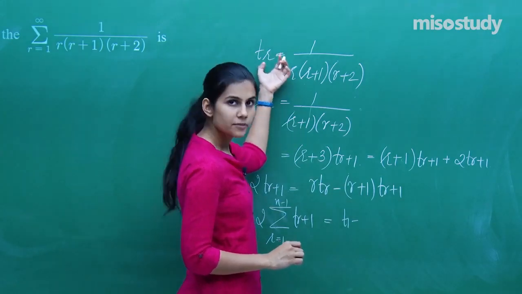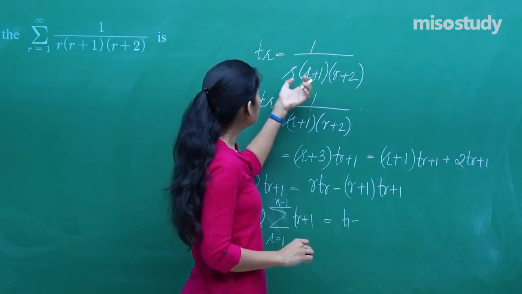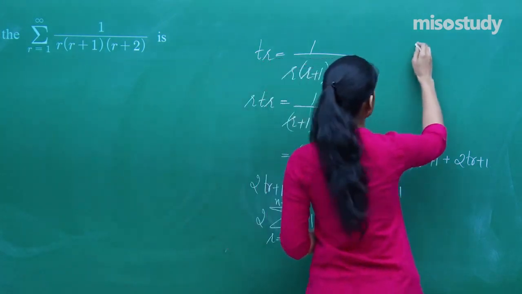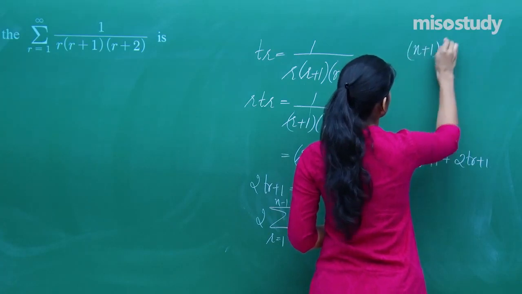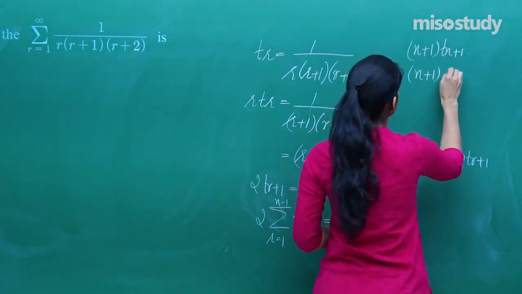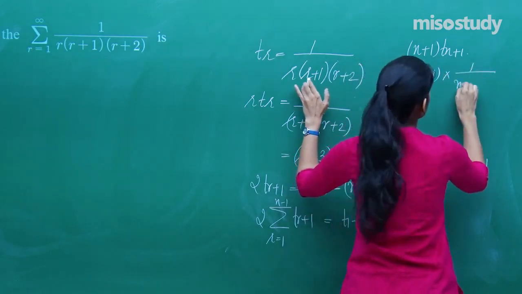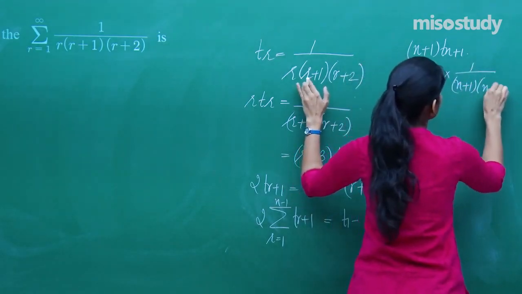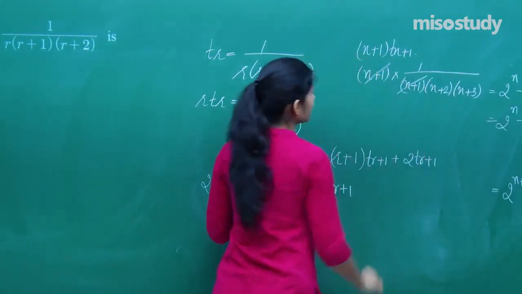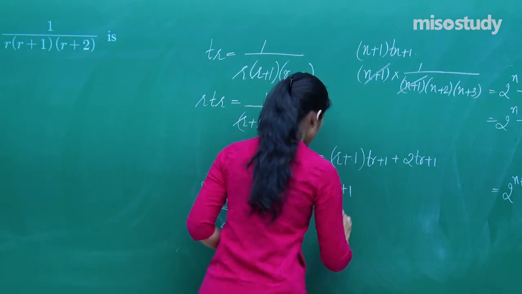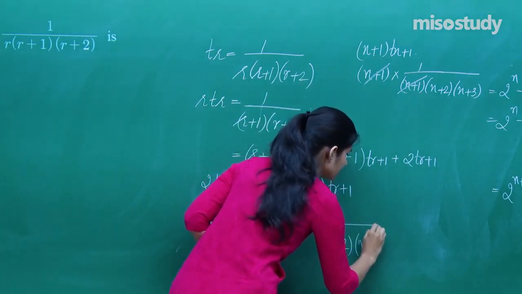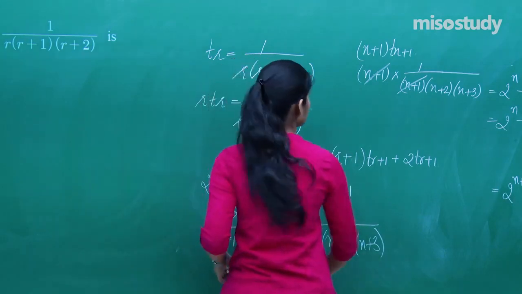T(n+1) will be 1 upon (n+1)(n+2)(n+3), right? So what will be (n+1) T(n+1)? It will be (n+1) into 1 upon (n+1)(n+2)(n+3). (n+1) gets cancelled, you just have minus 1 upon (n+2)(n+3). Clear?